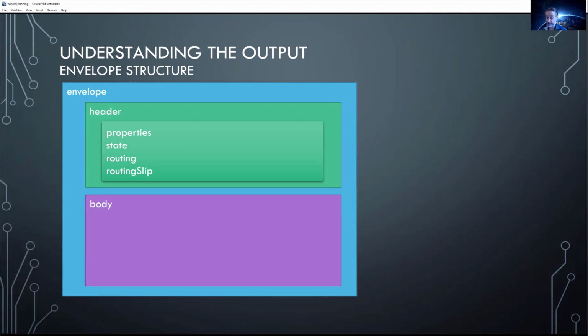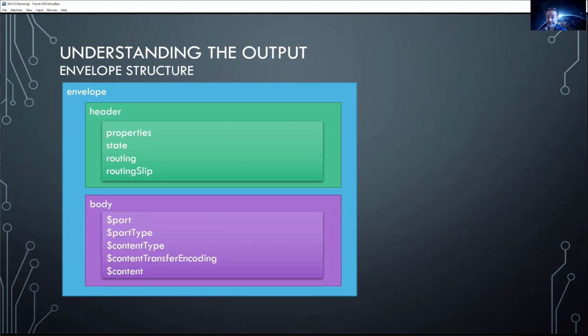There'll be routing, which is the promoted properties, and then a routing slip, a copy of the routing slip saying, well, where is this message going to go? And then in the body, we've got parts. So this is similar to BizTalk. So you'll have the content type and the transfer encoding.